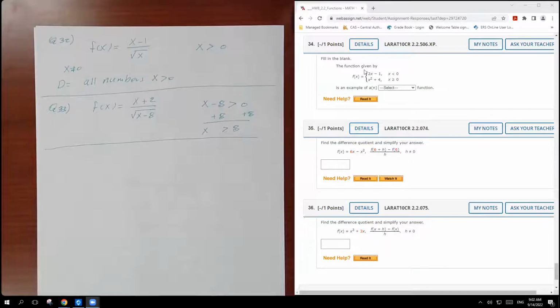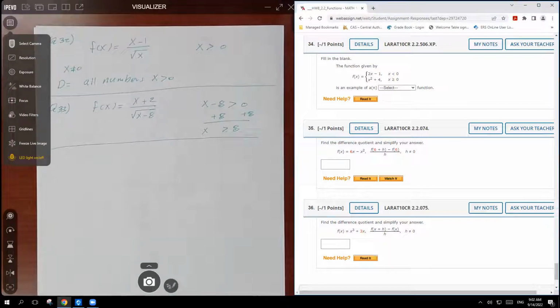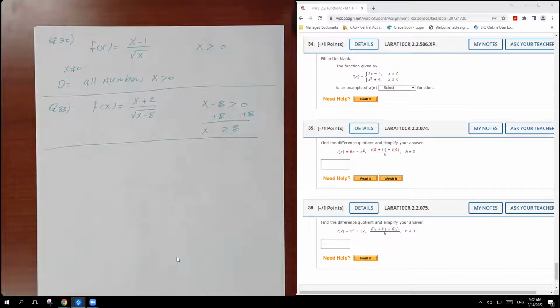f of x equals, if you see this type of function, f of x equals 2 parts, this means a function with 2 parts. So always we're going to call this function a piecewise function. The first part is 2x minus 1 when x is less than 0. That means when x is a negative number, you're going to use this part. When x is a positive number or equal to 0, you can use this part. That's why it's called a piecewise function.